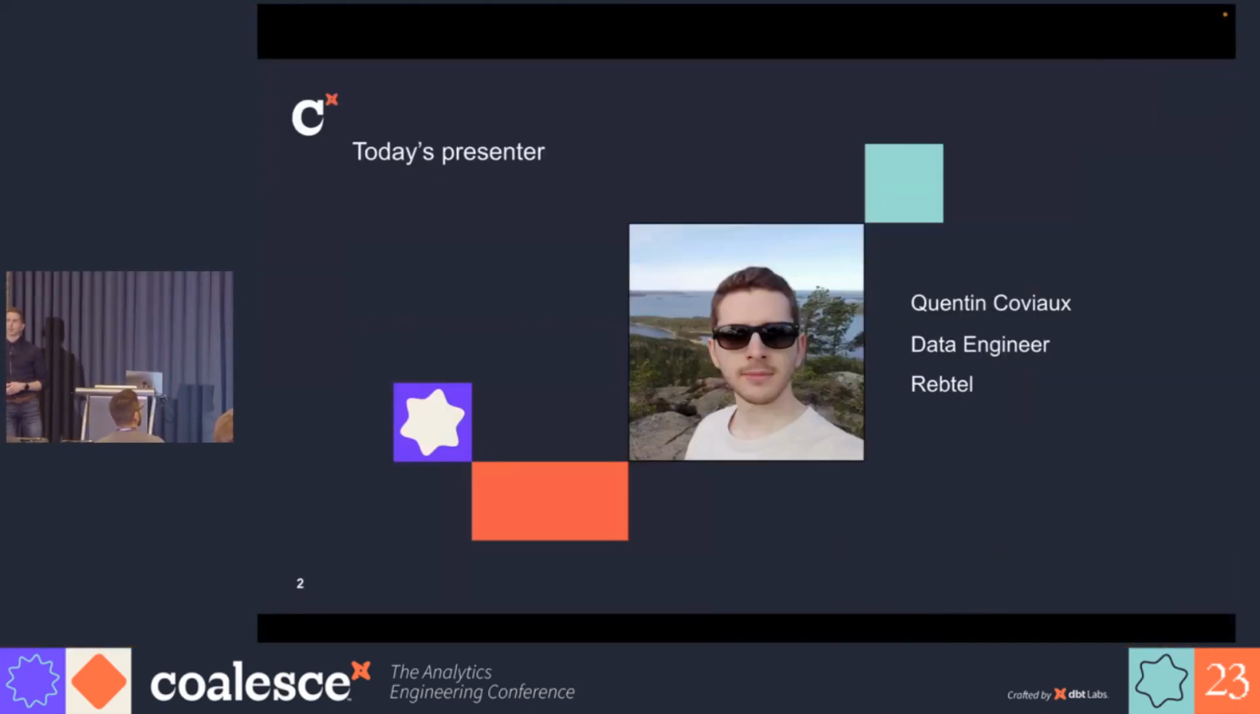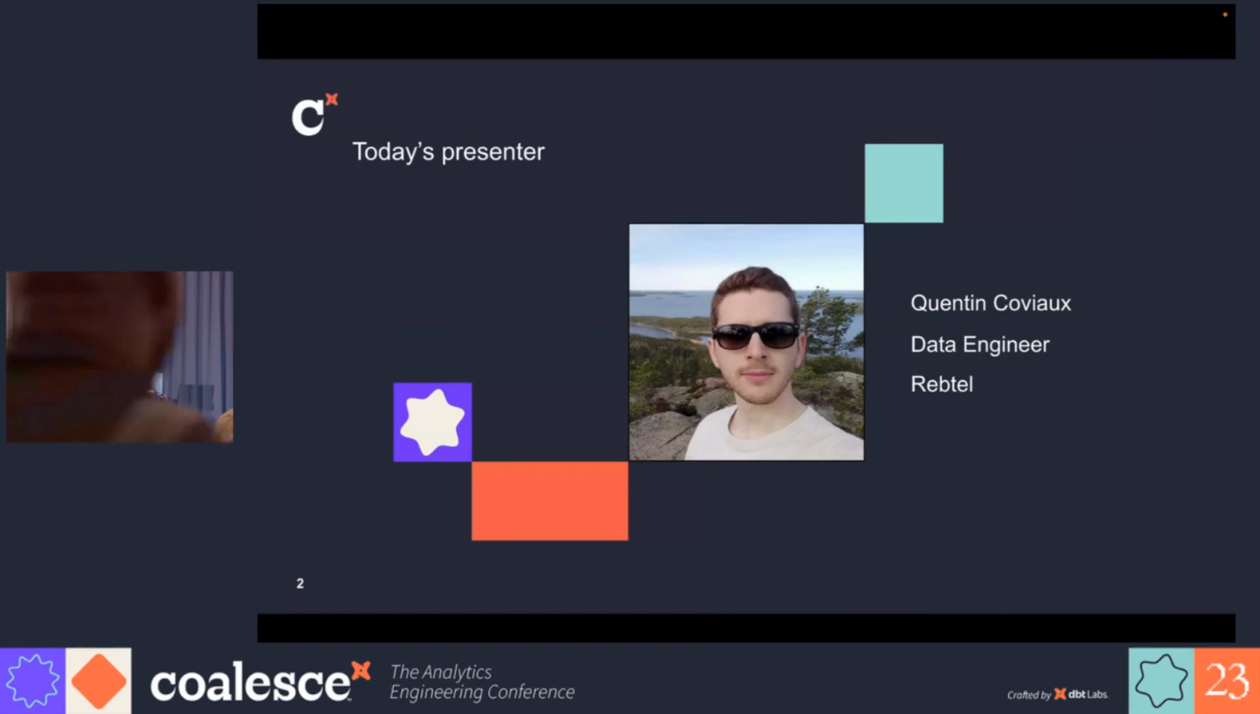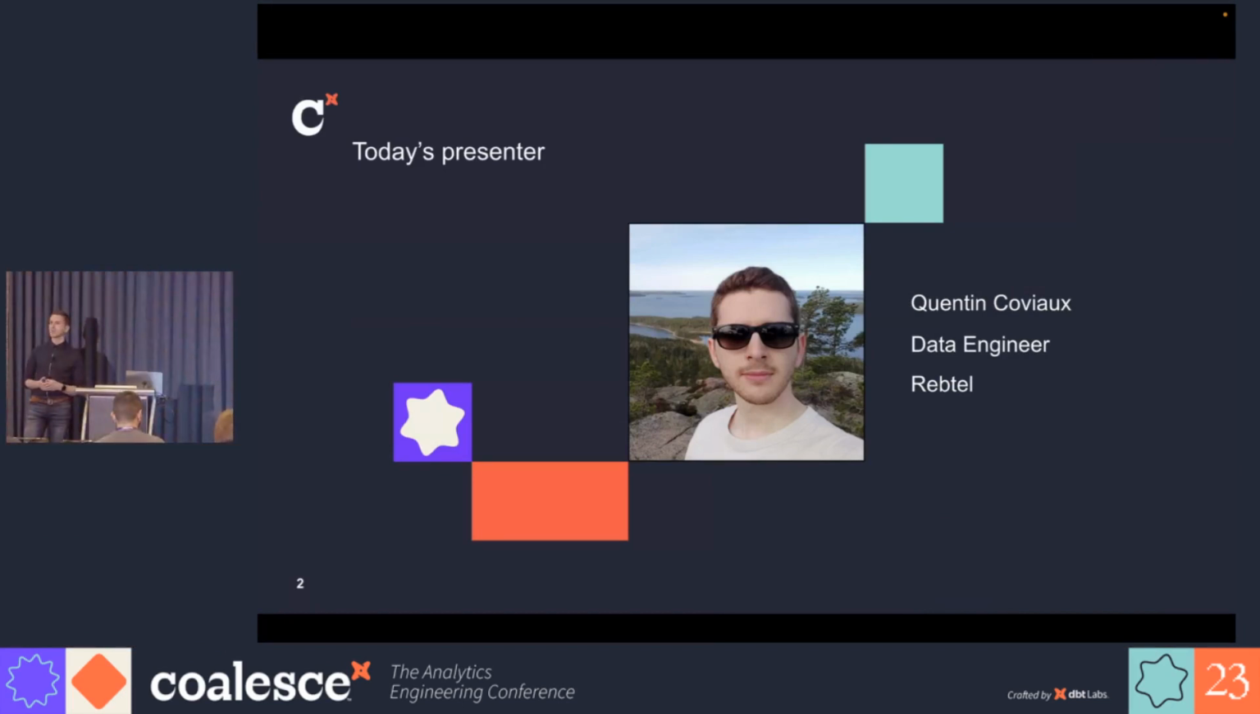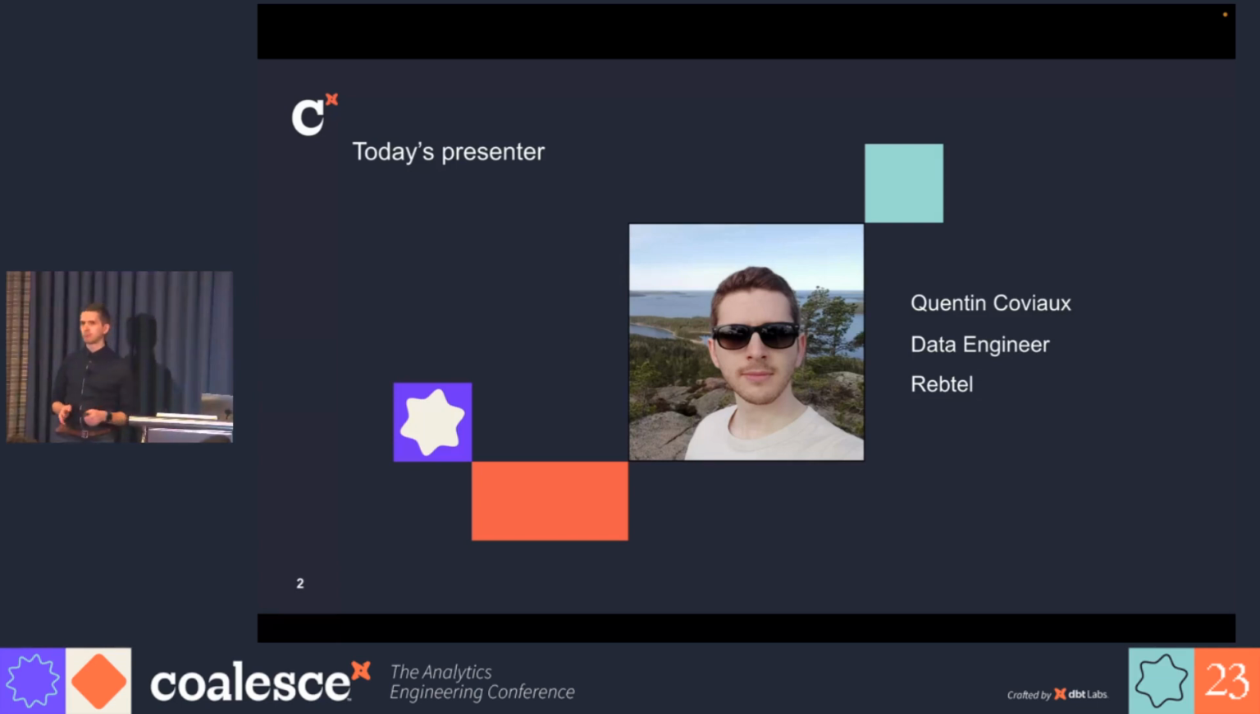Before we get into the topic, I'm just going to briefly say 2 words about myself. So my name is Quentin. If you can't already tell, I'm from France. Maybe you will be able to say by the end of the session. But I've been living in Sweden for 3 or 4 years now. I'm currently working for a company called Rebtel as a data engineer and in the data team.